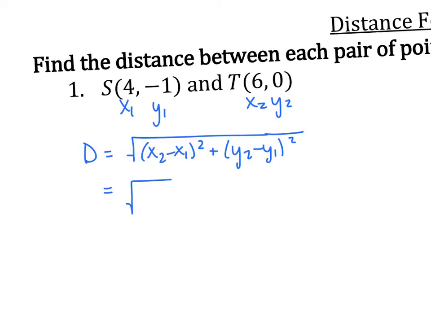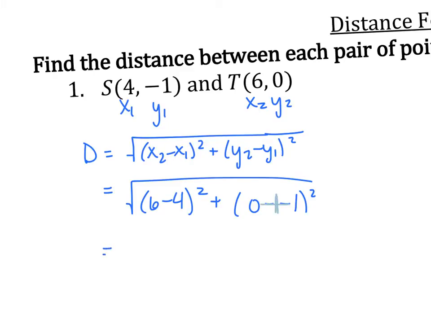So I'm going to go ahead and make my square root, and then I'm going to do my 6 minus 4 squared and my 0 minus negative 1 squared. So remember, when we have a minus like we do right here, that we make that into a plus, so keep that in mind. 6 minus 4 is 2 squared, and 0 plus 1 is 1 squared.